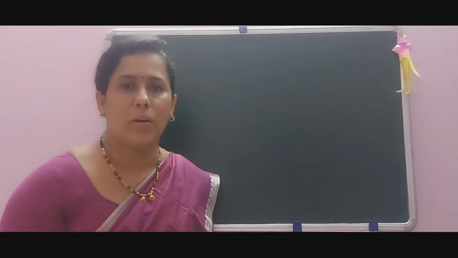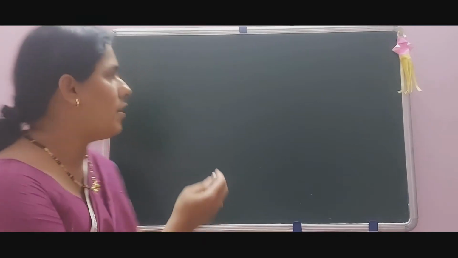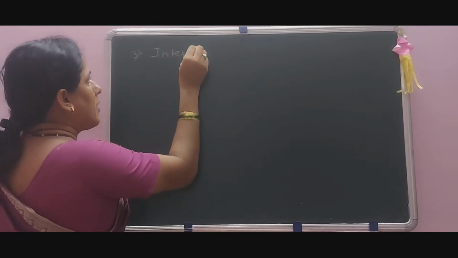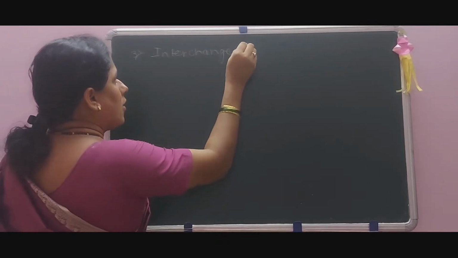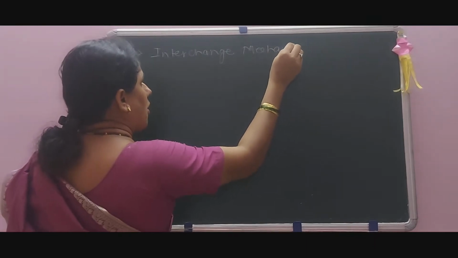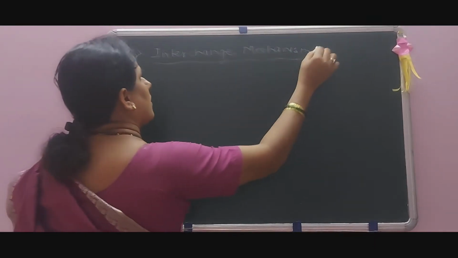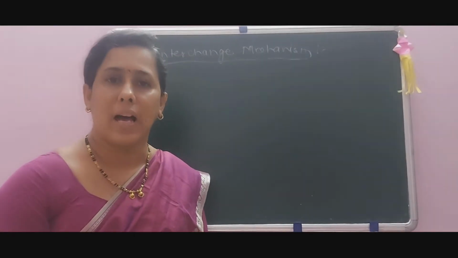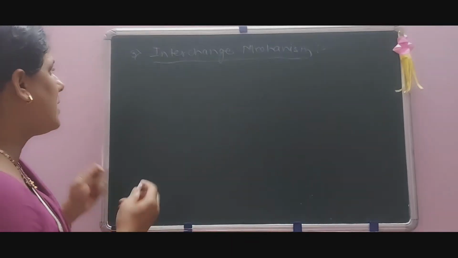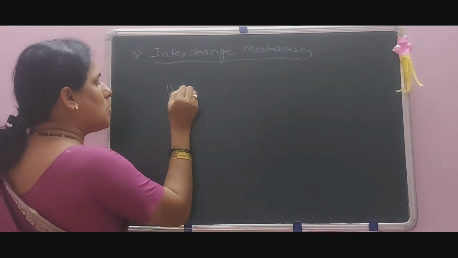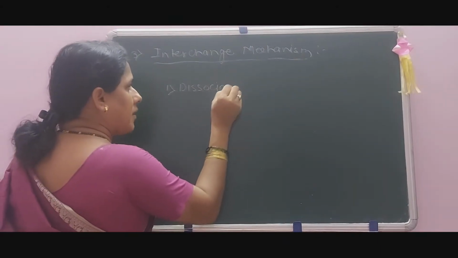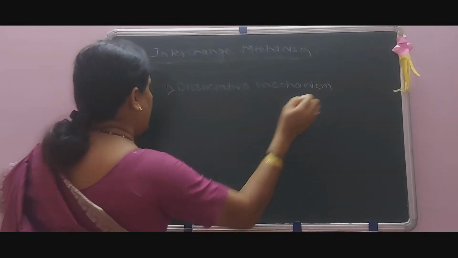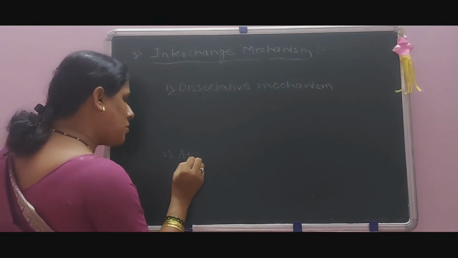Hello everyone. Today we are going to discuss the next mechanism, the third type, that is the interchange mechanism. Before starting this mechanism, we have to first recall the last two mechanisms. Which are the last two mechanisms? The first one is the dissociative mechanism, and the second one is the associative mechanism.